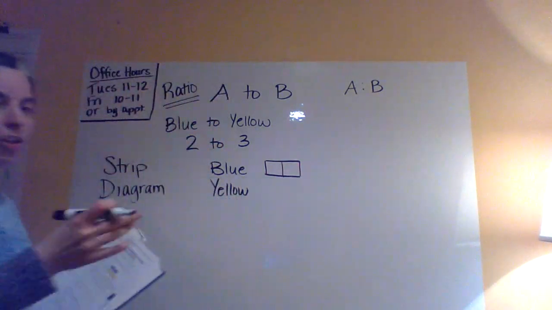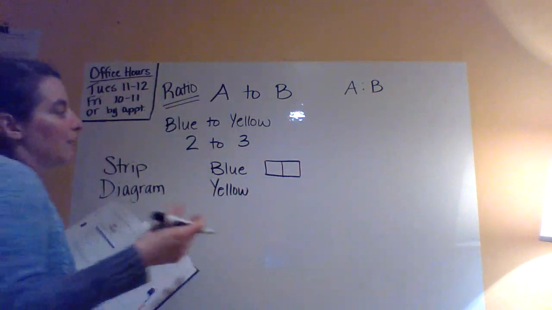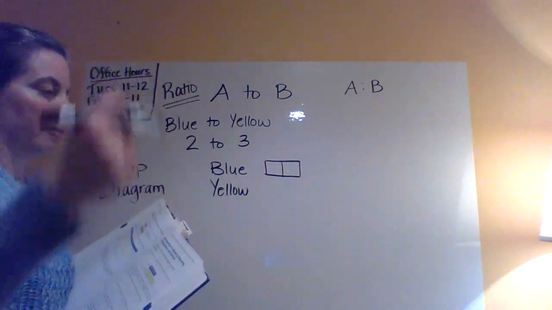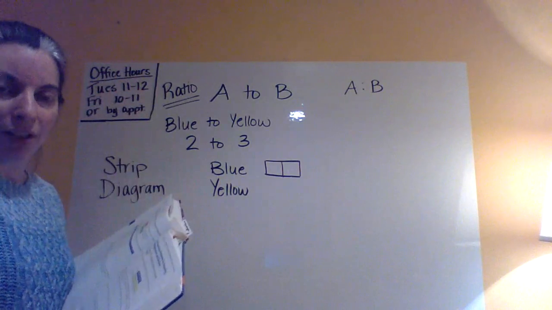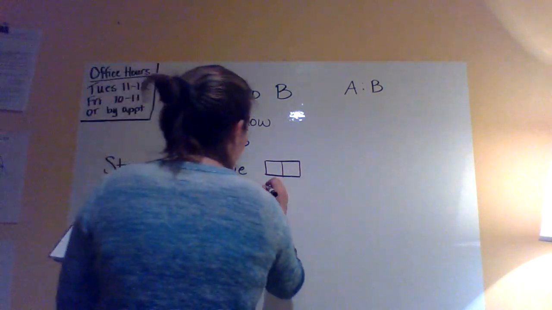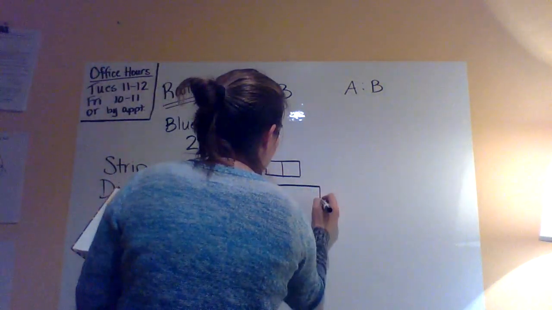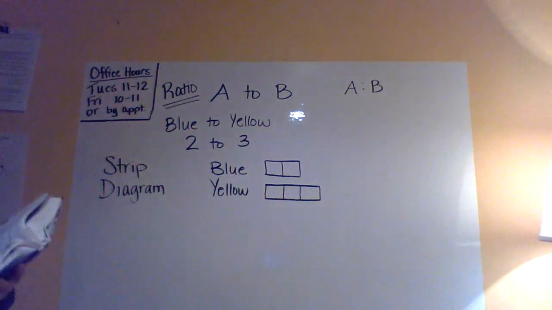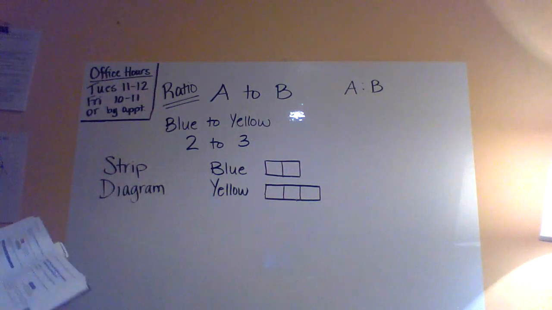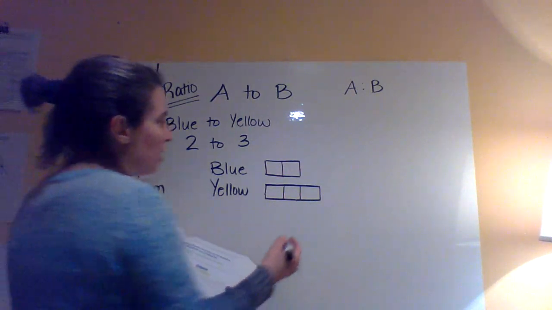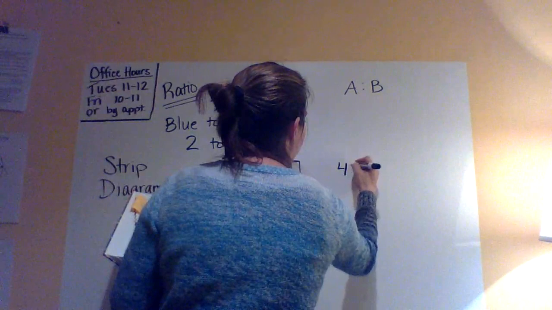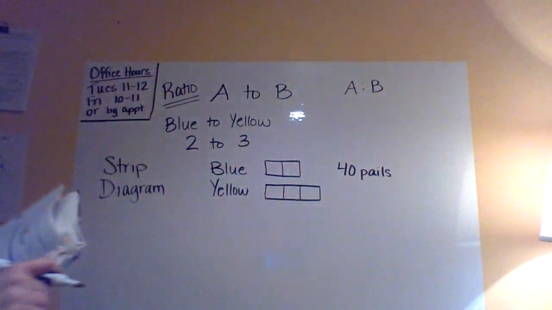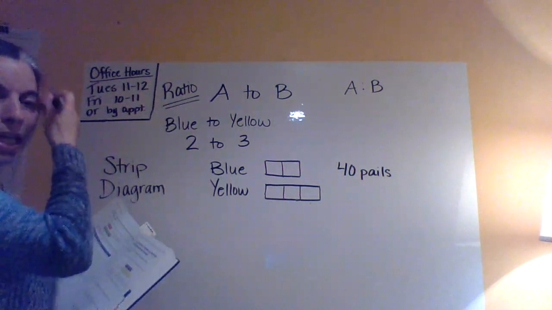And those parts are the same size, right? If I am mixing blue and yellow and I put in a cup of blue, another cup of blue, then I don't put in 3 drops of yellow. It's all the same size. So my yellow, even visually, we want to show that each of these parts is the same size. Okay, so part A says if I use 40 pails of blue paint, I want to know how many pails of yellow paint I will use.